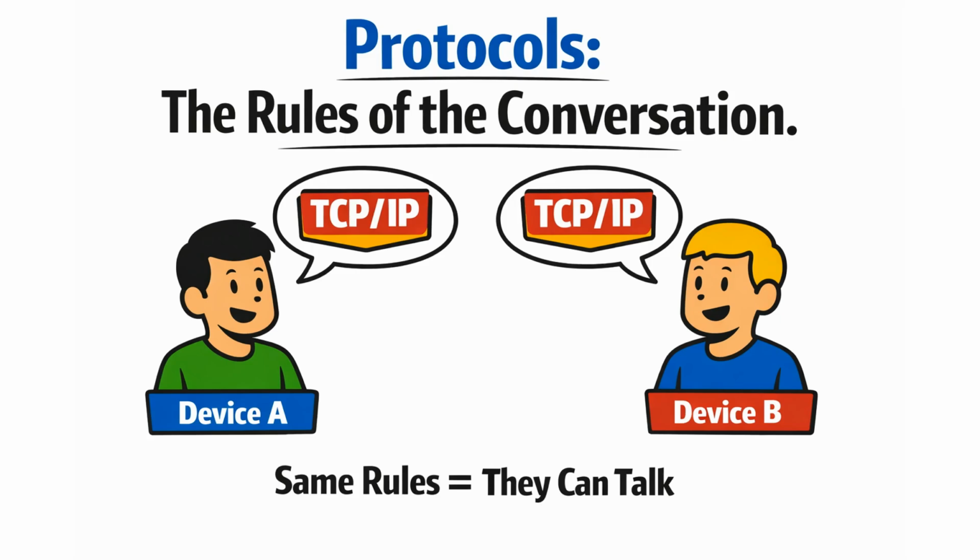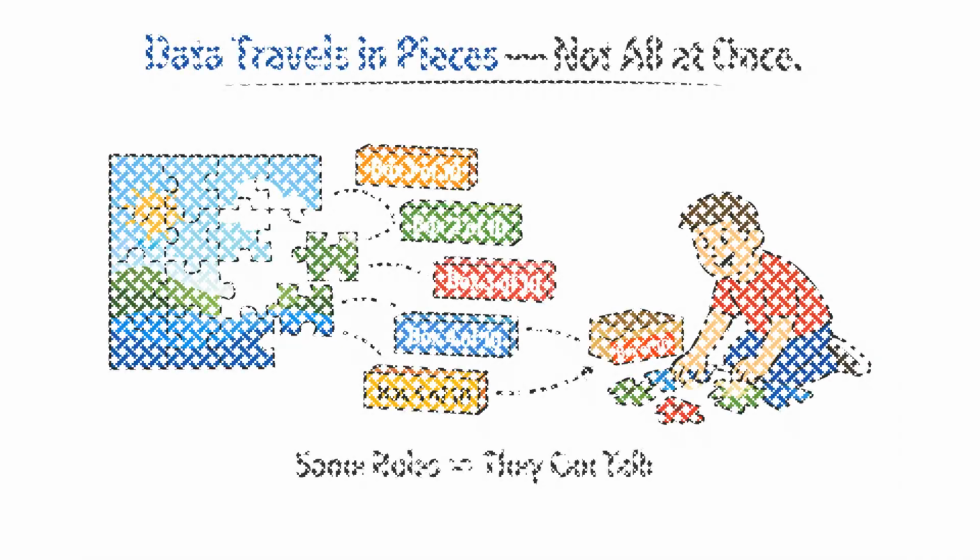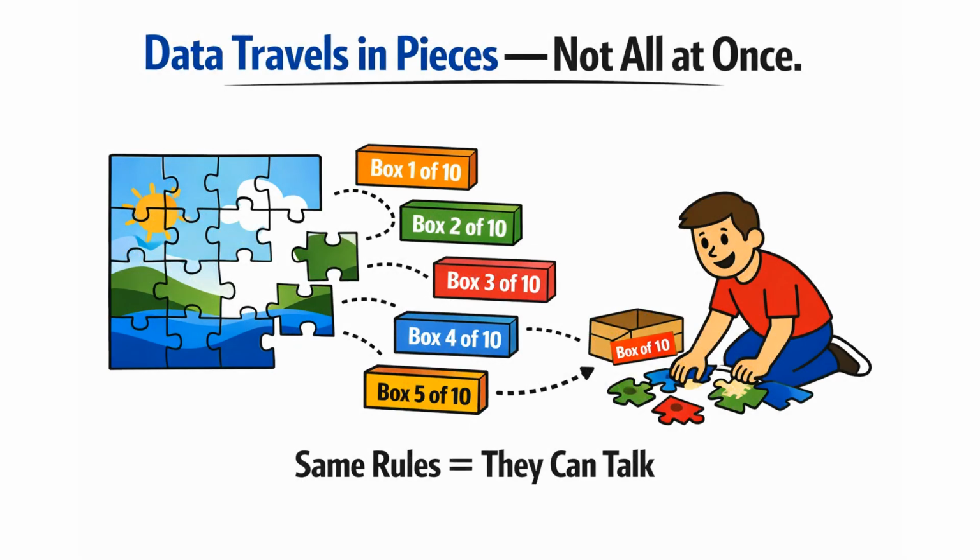Now, here's where it gets interesting. That information traveling between devices doesn't move as one big chunk. It gets broken up into packets. Imagine you want to send a massive jigsaw puzzle to a friend across the country. You don't stuff the whole thing in one giant box. You break it into smaller boxes. Label each one. Box 1 of 10, Box 2 of 10, ship them separately, and your friend reassembles it on the other end. That is exactly what your data does.